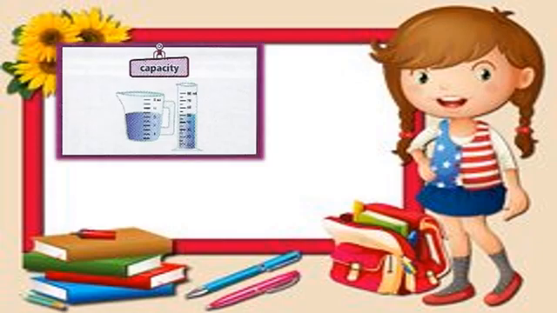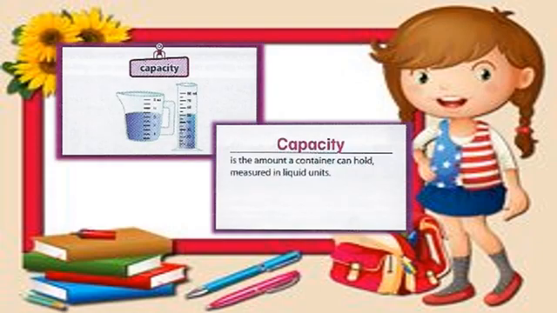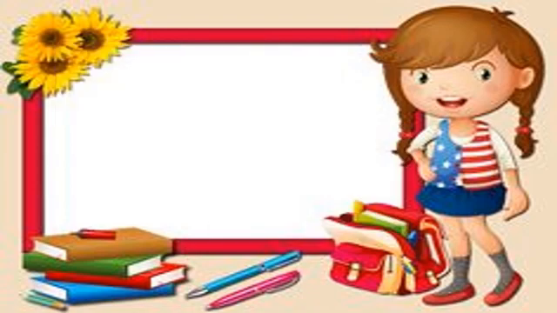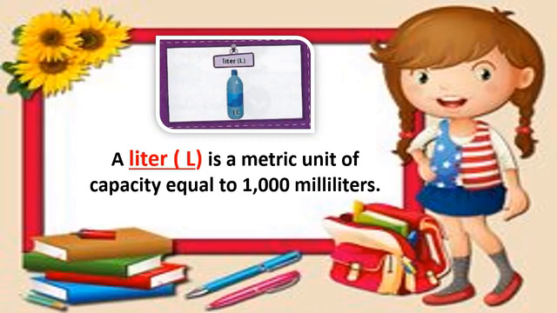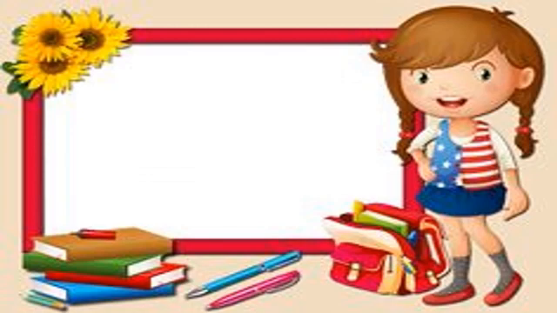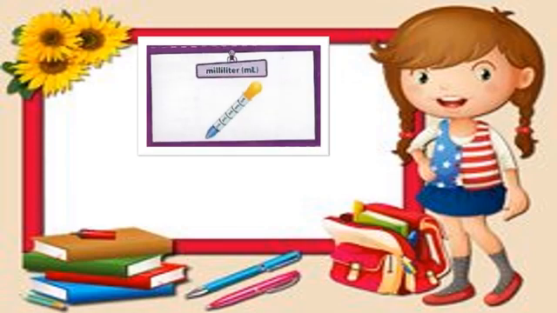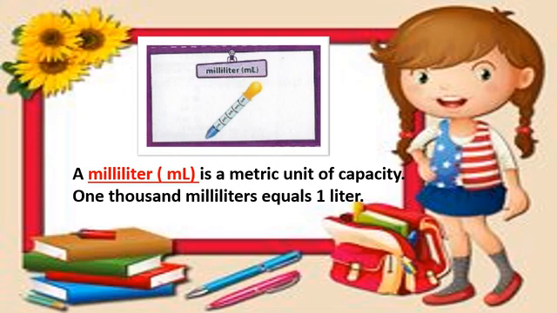Again, we have the word capacity. Capacity is the amount a container can hold, measured in liquid units. Liter. A liter, L, is a metric unit of capacity equal to 1000 milliliters. Milliliter. A milliliter, mL, is a metric unit of capacity. 1000 milliliters equals 1 liter.